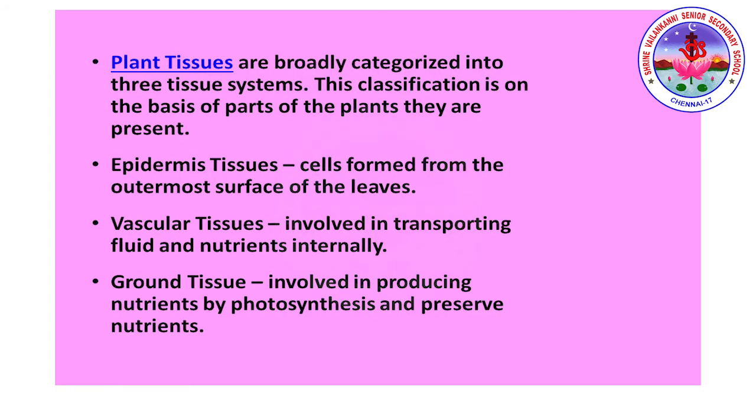Plant tissues are broadly categorized into three tissue systems. This classification is on the basis of part of the plant. They are epidermis tissue, vascular tissue and ground tissue. Epidermis tissue, the cells formed from the outermost layer of the leaves. Vascular tissue is involved in transporting fluid and nutrients internally. Ground tissue is involved in producing nutrients by photosynthesis and preserving nutrients.